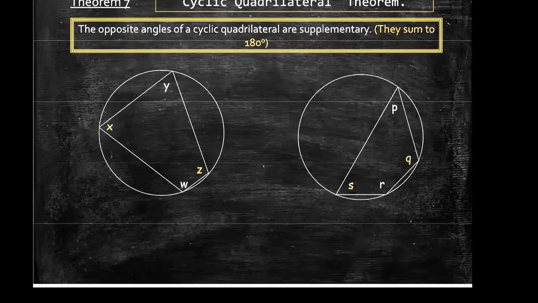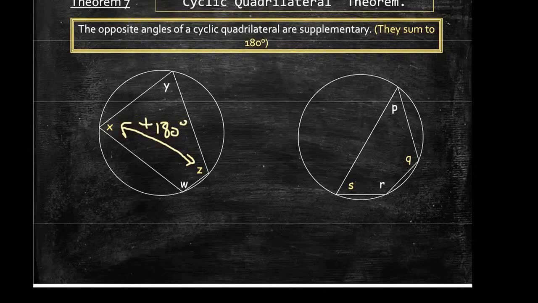Okay, in this case, what it's saying is that opposite angles add up to 180 degrees. So the x and the z add to 180, and the y and the w add to 180. So they're called supplementary angles because they add to 180. It says the opposite angles in a cyclic quadrilateral are supplementary. They add up to 180 degrees. So this is what we're looking for.